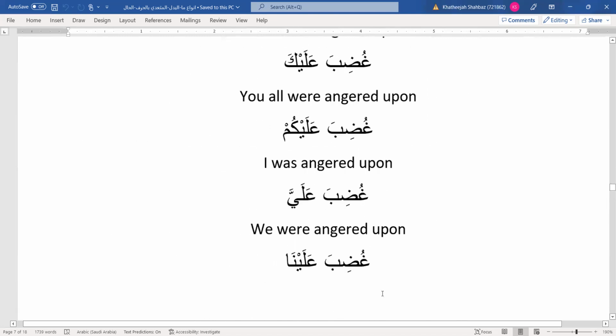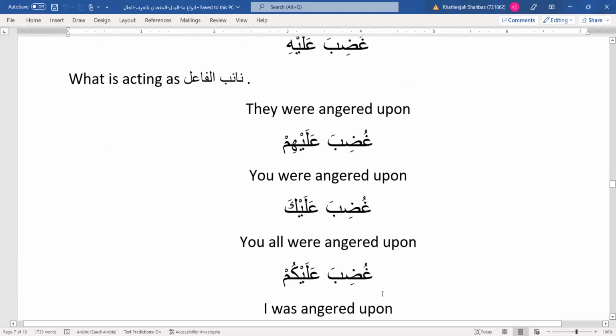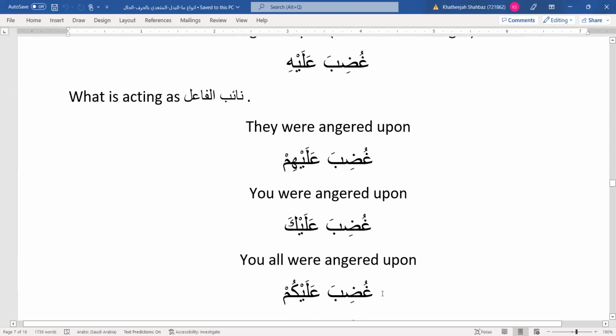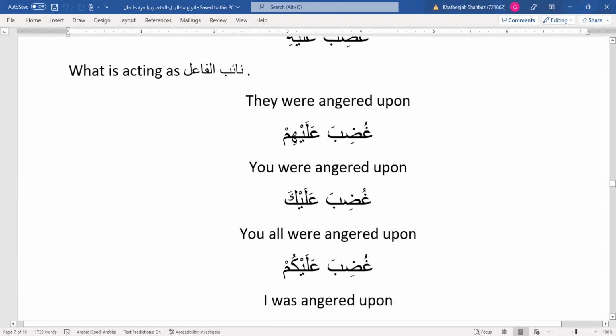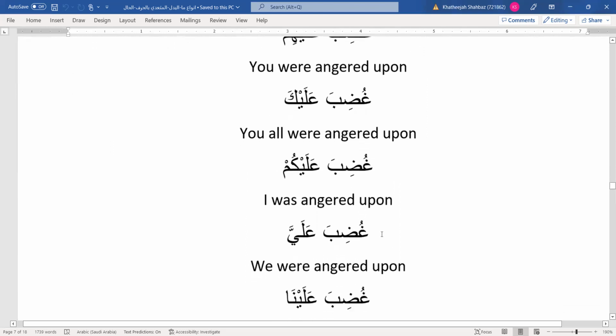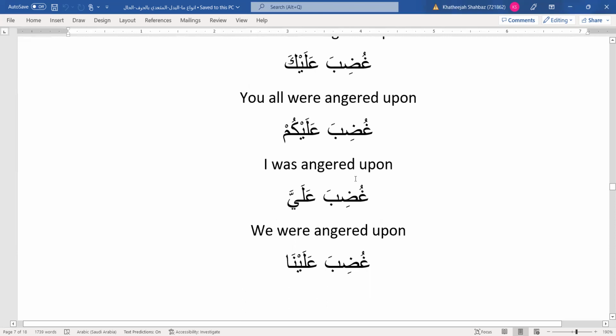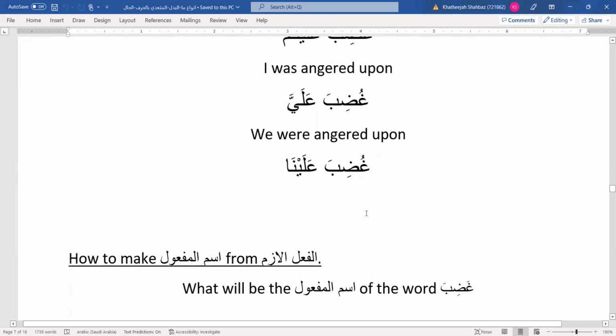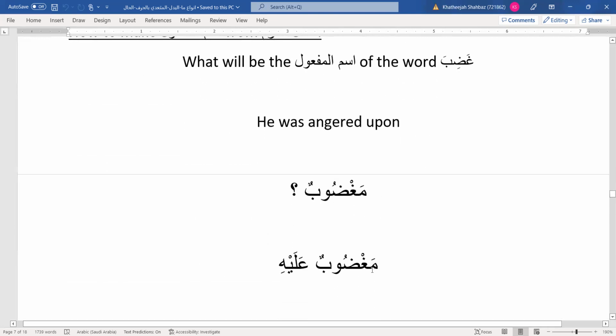See, over here, did Ghudiba change? Ghudiba never changed. Ghudiba alayhi, Ghudiba alayhim, Ghudiba alayka, Ghudiba alaykum, Ghudiba alayya, Ghudiba alayna. You can also add the feminine: Ghudiba alayha, Ghudiba alayhinna, Ghudiba alayki, Ghudiba alaykunna. Ghudiba will not change. Okay? So similarly, maghdubun alayhi means the one who was angered upon, and maghdubun is never going to change.